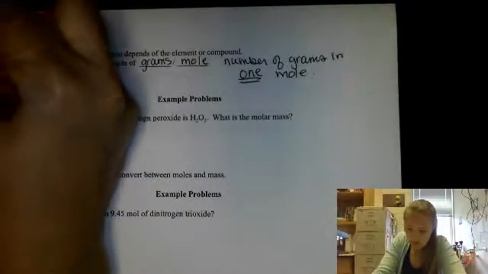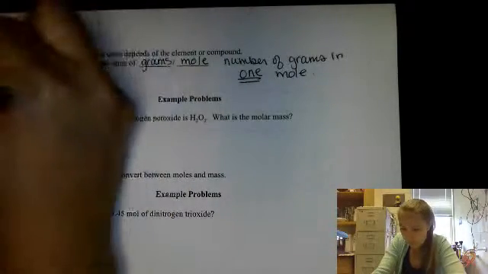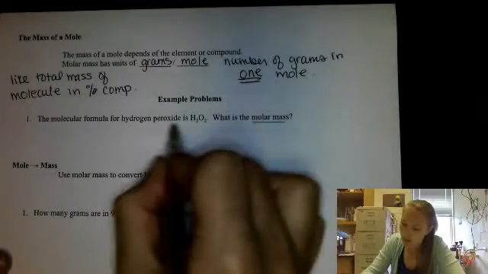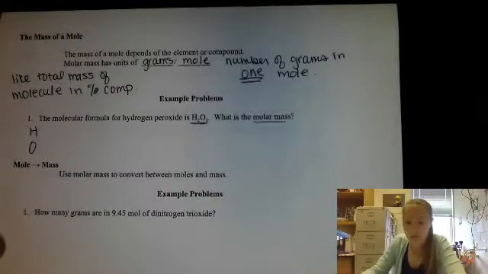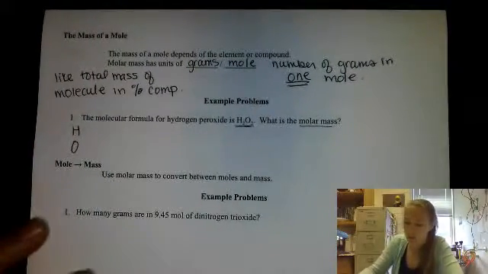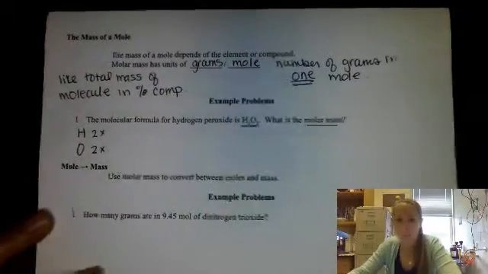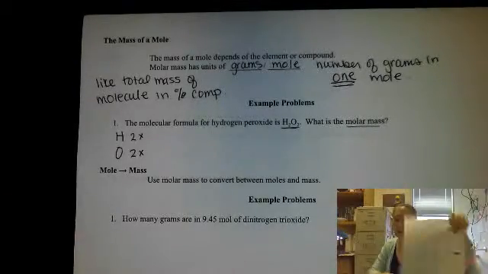So this is just like the total mass of a molecule that you calculated in percent composition. Okay? So if I were to find the molar mass of hydrogen peroxide, H2O2, I have hydrogens and oxygens. I have 2 hydrogens and 2 oxygens. So that means I multiply both times the mass I find on my periodic table.